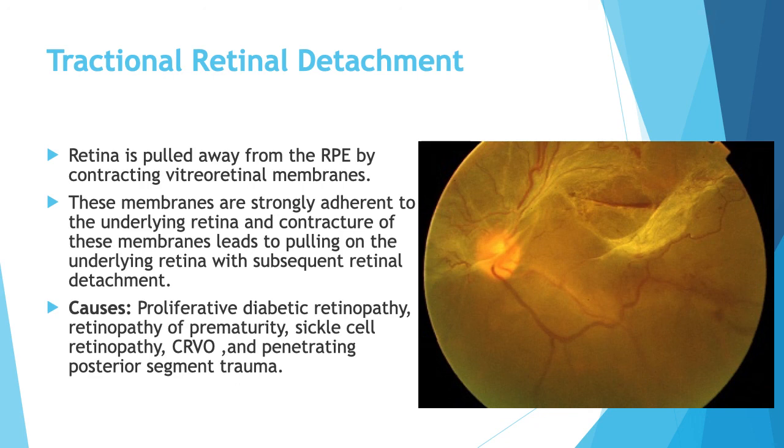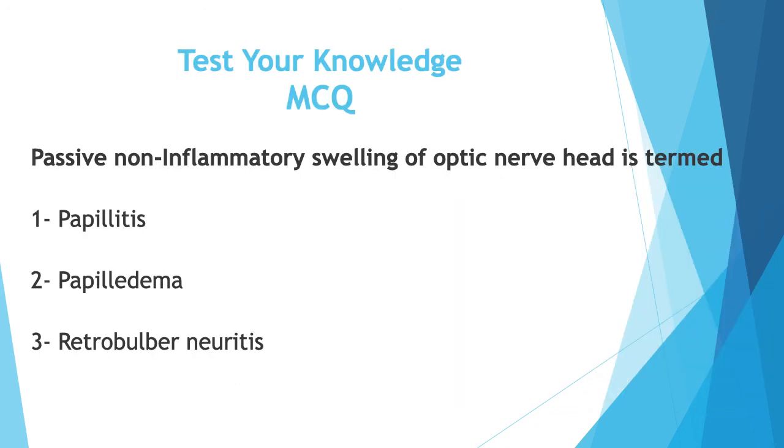This is the end of my lecture, but let's have a couple of questions to test your knowledge. The first MCQ I will give you, depending on the lecture: what is the passive non-inflammatory swelling of the optic nerve head called: papillitis, papilledema, or retrobulbar neuritis? It's obvious it's papilledema, because it's a passive, non-inflammatory swelling of the optic nerve head.